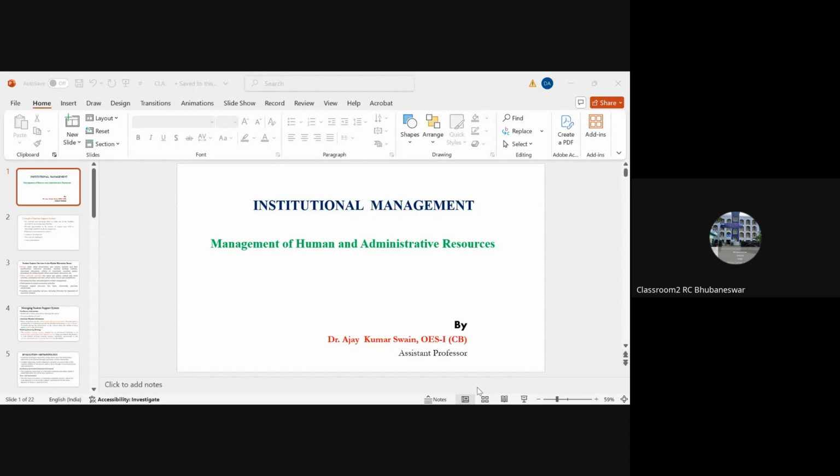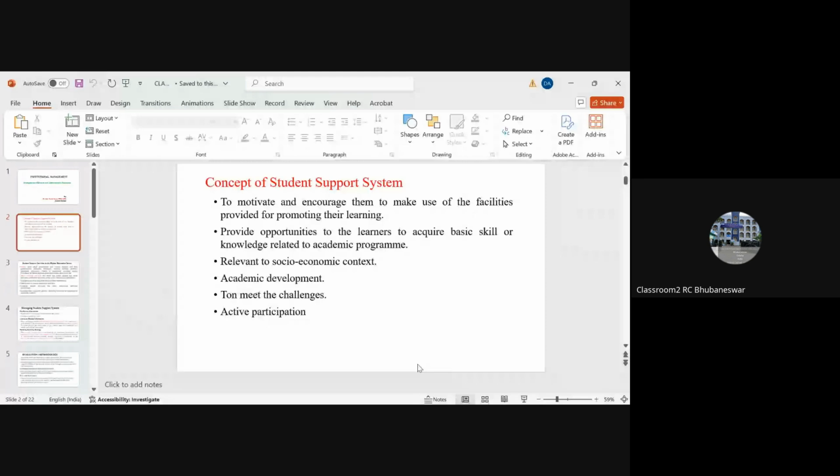In the previous class, we have already discussed block 1 and block 2, and this is block 3, unit 10. In the previous class, we also discussed student support service. What is the general concept of student support service? The concept of student support service is to motivate and encourage the learners to use the different facilities which are to be provided for promoting the learning of the learners.